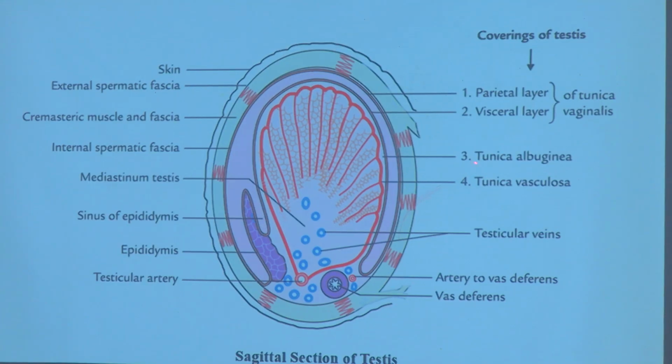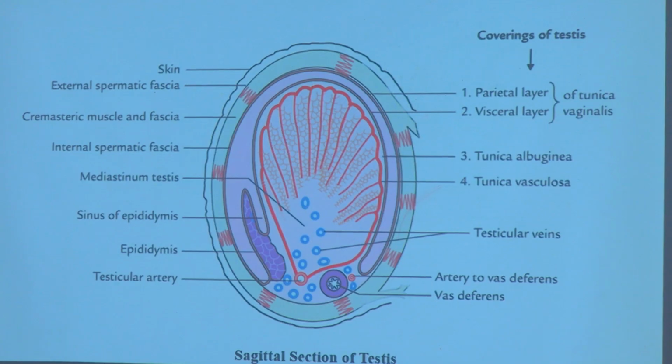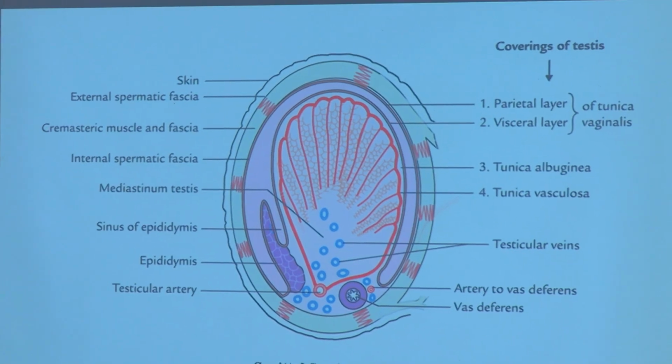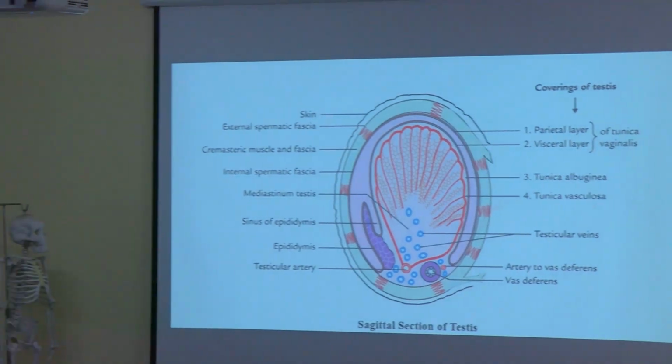After that, tunica albuginea, a thick, dense fibrous layer, and tunica vasculosa, the inner vascular layer, where blood vessels are present. These three layers should be known to you. Next, we have to study the microscopic structure. In order to study it, first you have to know about the coverings. Once you have understood the coverings, then you have to know the internal structure.